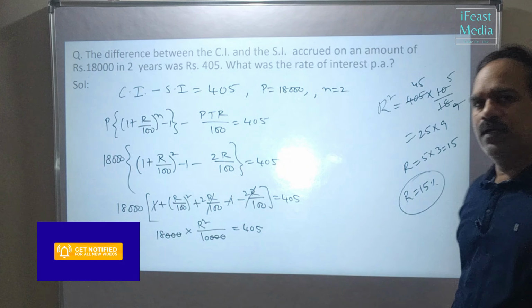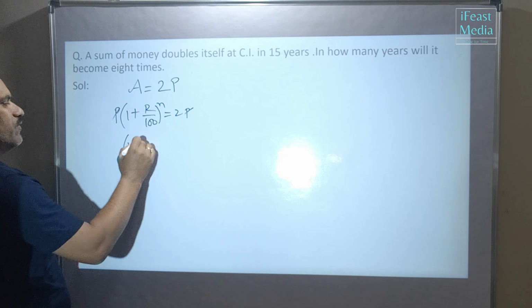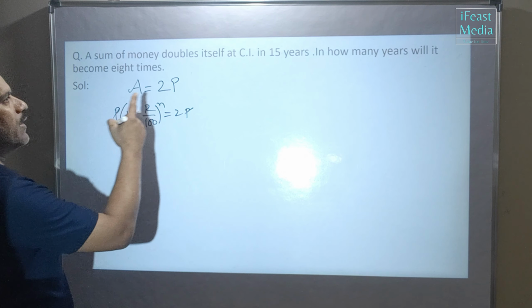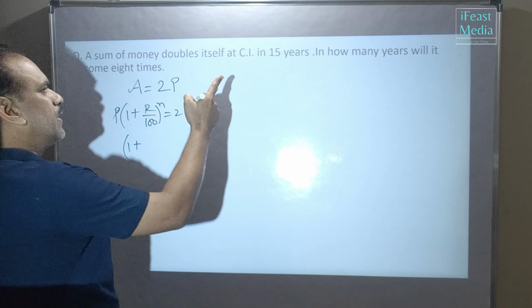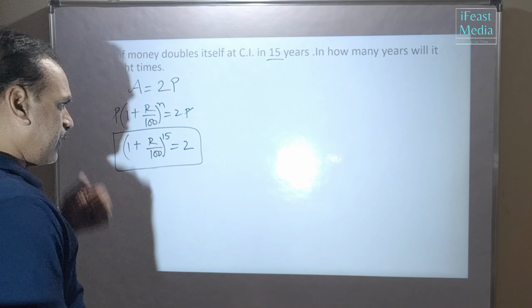Okay. Coming to this problem, a sum of money doubles itself at compound interest in 15 years. In how many years will it become 8 times? So doubles means what? Amount becomes twice the principal. What is the amount formula? P into 1 plus R by 100 whole power N equal to 2P. Here R is not given, and N is given as 15 years, so 1 plus R by 100 whole power 15 equal to 2. So from the first statement we arrived at this equation, right?